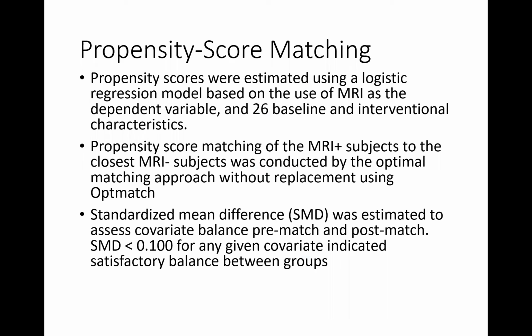So we did our propensity score. We used those 26 baseline variables. We matched the patients, the MRI plus patients, the MRI minus patients, and it worked. So let me show you how this goes.